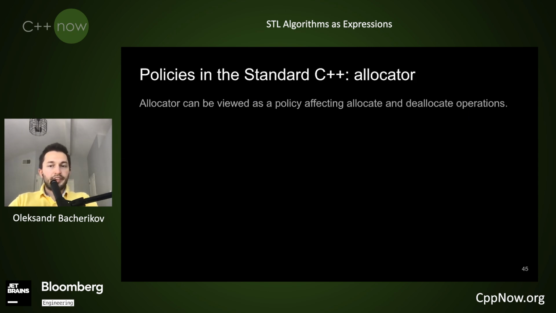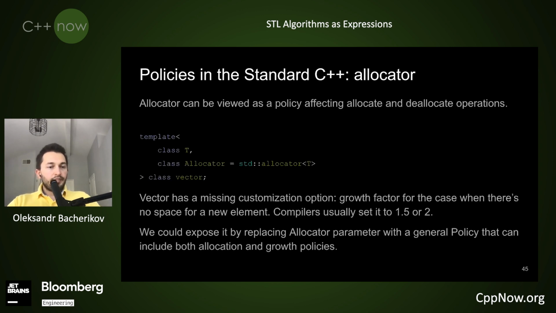Another interesting example is allocator. And I think we could say that allocator is a policy that affects allocate and deallocate operations in some consistent way. Why is this interesting? Well, for example, we have the vector class in the standard, and it has this allocator parameter, but also it has one missing customization option. You know, when you try to push back a new element into the vector and there's not enough allocated space for it, vector reallocates itself.